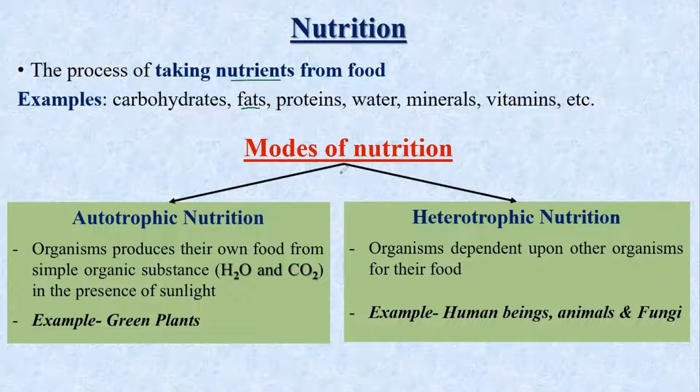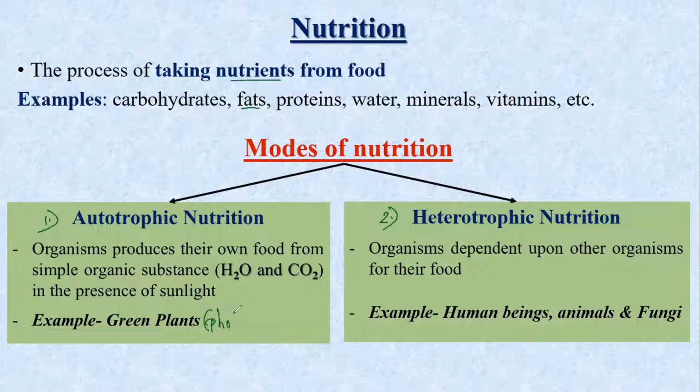Nutrition is differentiated into two different types depending upon the organisms. We have something called autotrophic nutrition. When organisms prepare their own food by using simple substances like water and carbon dioxide in the presence of sunlight, we call it autotrophic nutrition, for which an example is green plants. Heterotrophic nutrition is the one wherein the organisms are dependent upon other organisms for their food, like human beings, animals, and fungi. The process by which green plants get their nutrition is called autotrophic nutrition.